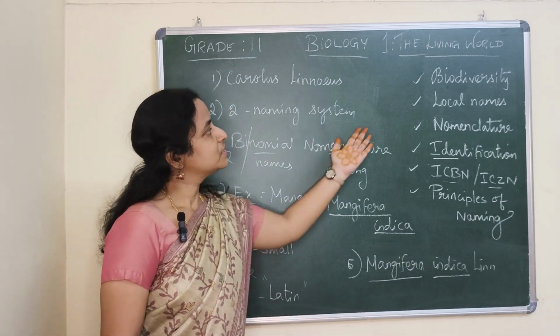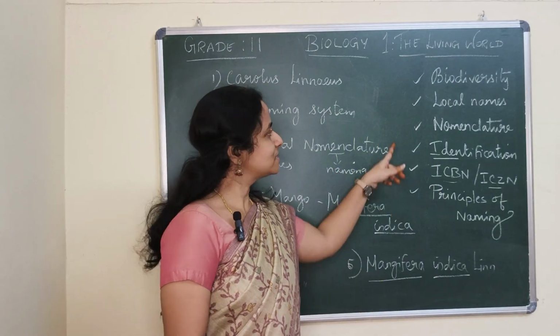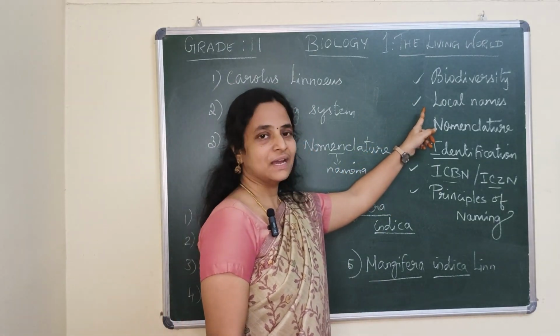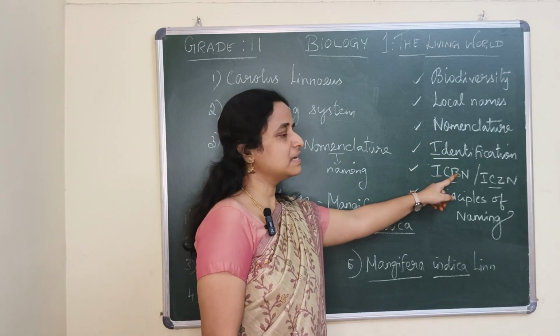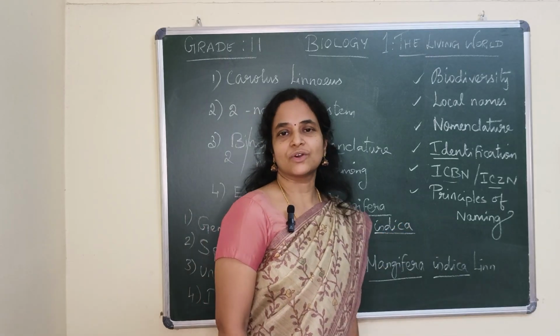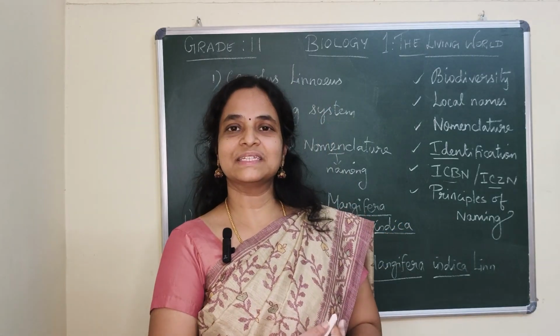Okay. So today, out of 21 concepts, we covered what is biodiversity, about the local names, about nomenclature, identification, ICBN and ICZN, and principles of naming. In the next, we'll discuss the remaining.